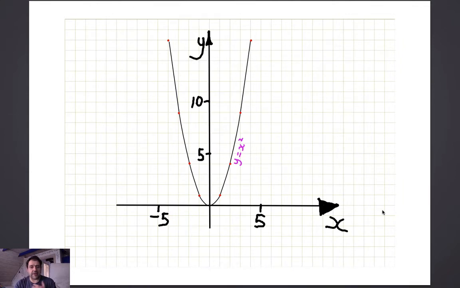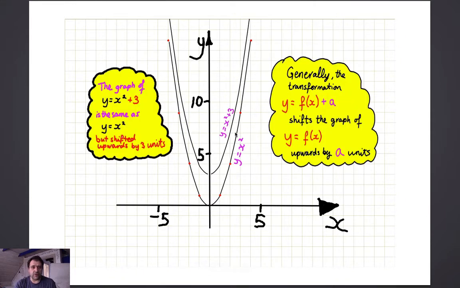So looking at the graphs you get from that, there's the original graph of y equals x squared, and then if you do the graph of y equals x squared plus 3, you find that the whole thing is shifted up by 3 units. So generally, if you've got some function of x, then adding some number to it, like a, shifts it upwards by a units. So taking x squared and adding 3 to it shifts it upwards by 3 units.